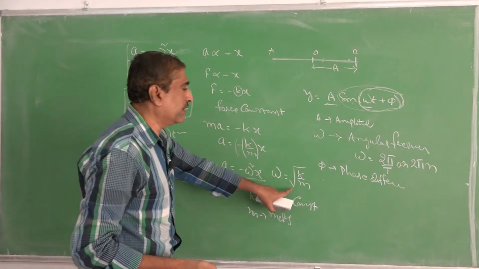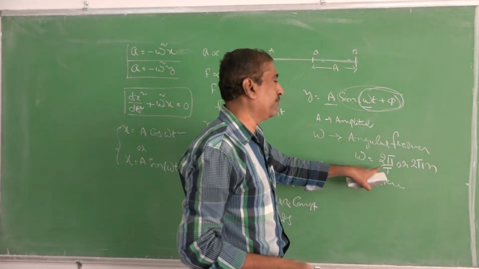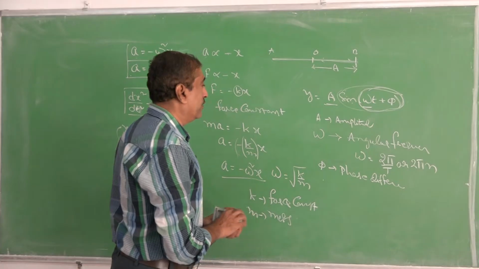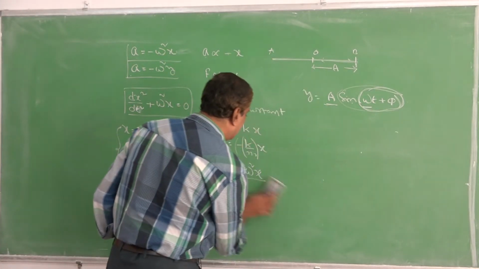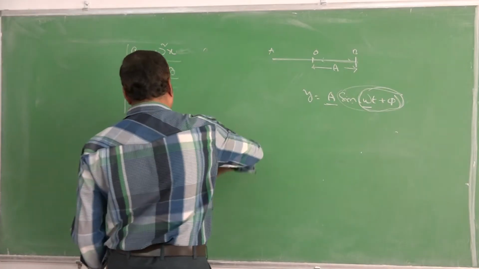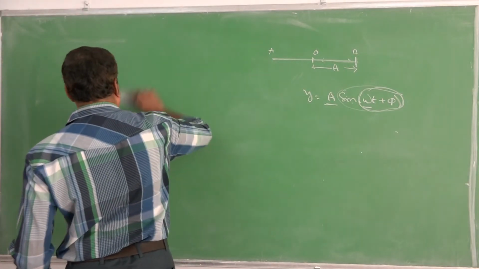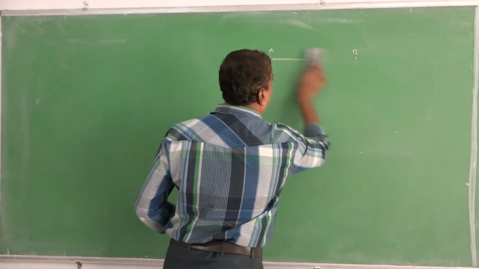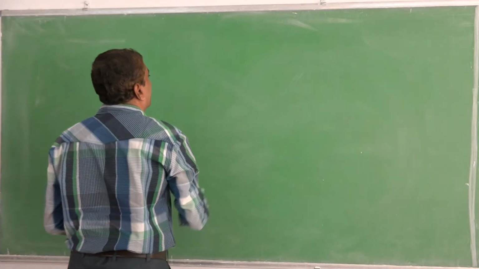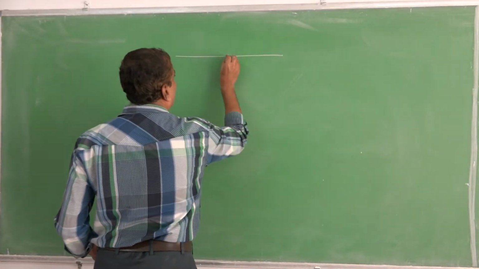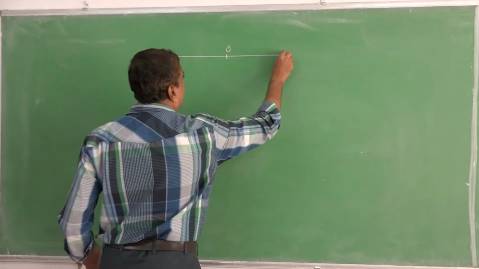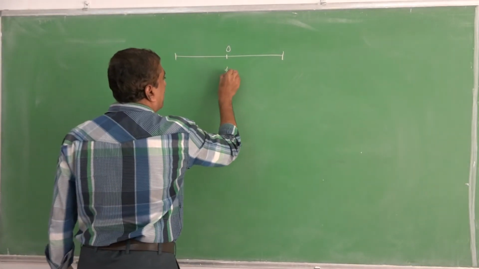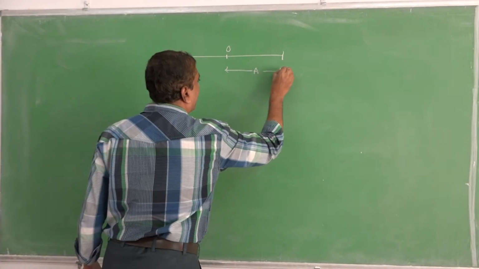Okay, you remember this one also and this one. Okay. Now, when we have to represent this equation, a sin omega t, suppose this is the mean position O, this is an extreme position and this is another extreme position, and the amplitude of this is A.